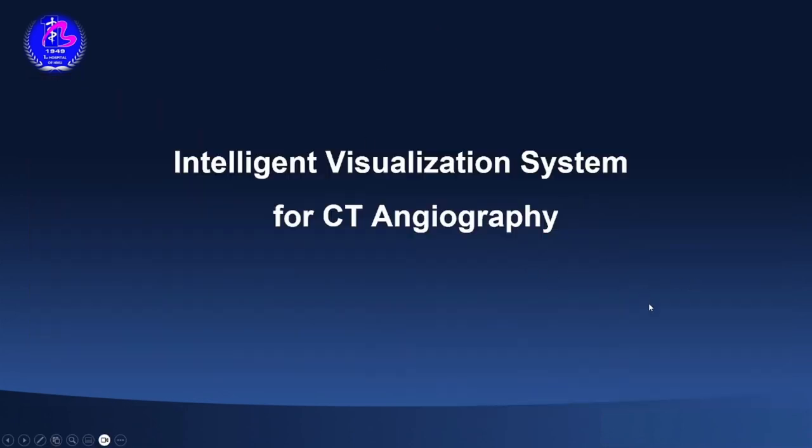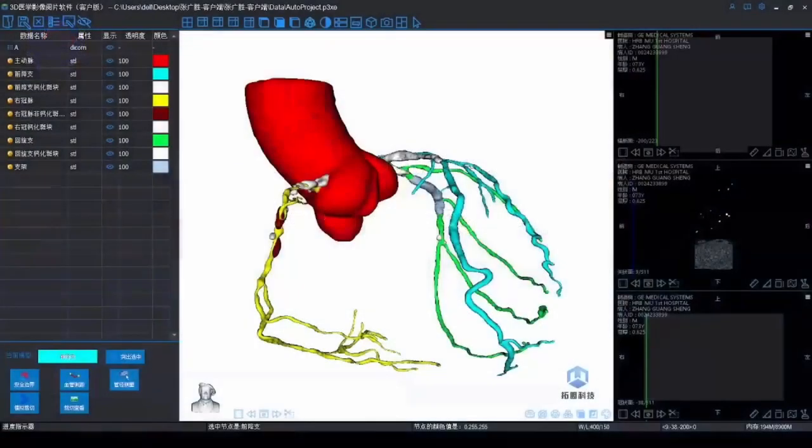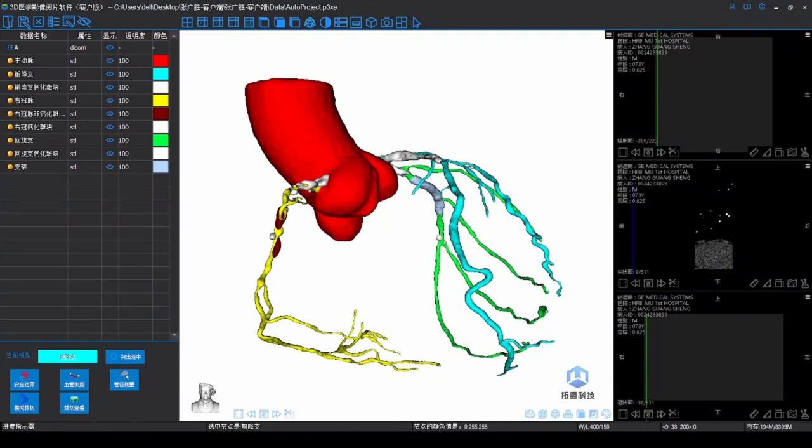In order to understand the coronary artery lesion deeply, the intelligent visualization system for CTA invented by Professor Li Yue in our hospital would help us to get more information. Please, Professor Wang Dingyu, introduce this part. Thank you, Professor Zhao. This is Wang Dingyu from the First Affiliated Hospital of Harbin Medical University.